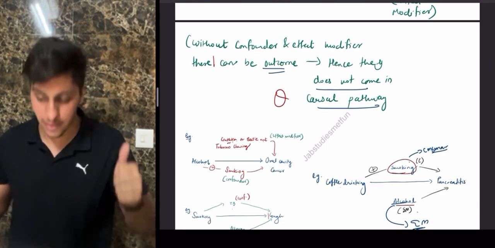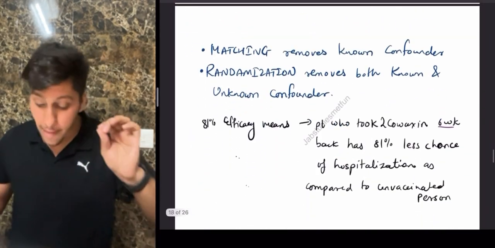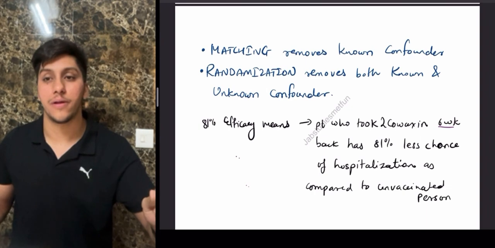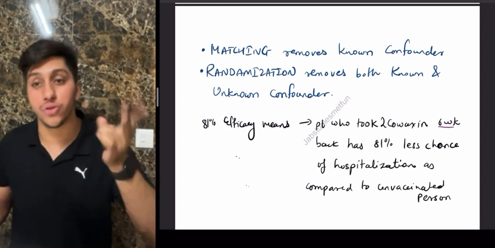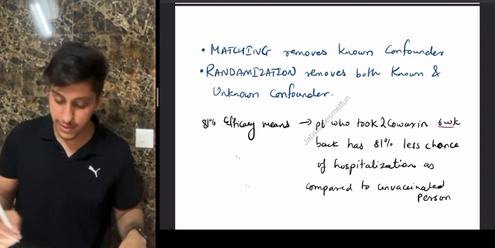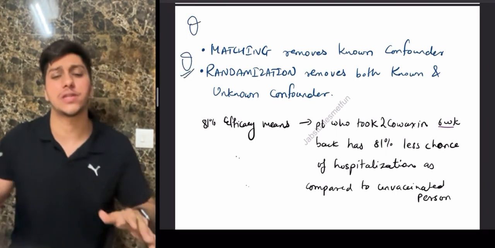Simple and easy. Okay? Next, remember, matching removes known confounders, while randomization can remove both known as well as unknown confounders. These are some MCQs, direct one-liners, just mug it up.